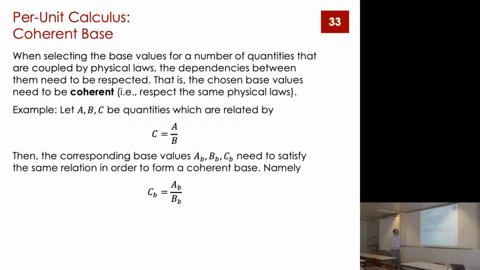Let's suppose that you have three quantities, A, B, and C, and these quantities are linked together by a constraint, which is, for instance, C equal to A over B. You can choose only two base values. It's up to you which ones. For instance, I choose A_B and B_B as base values. The value to be used as a base for C is not free. It is equal to A_B divided by B_B. If you do that, you create a coherent set of base values.